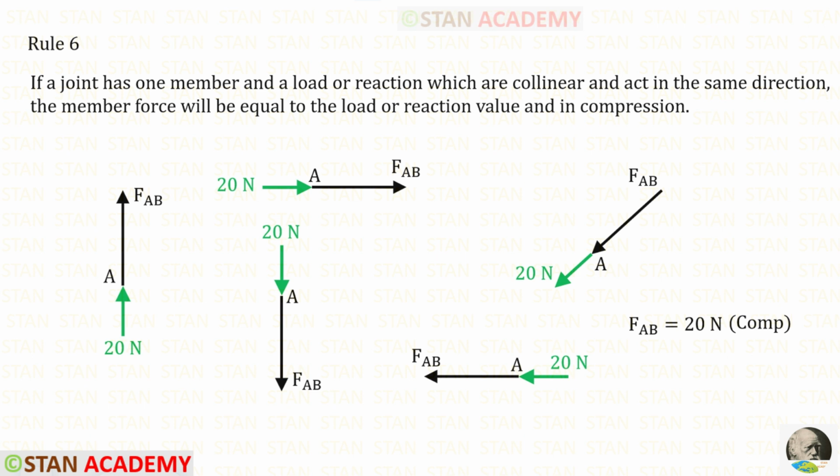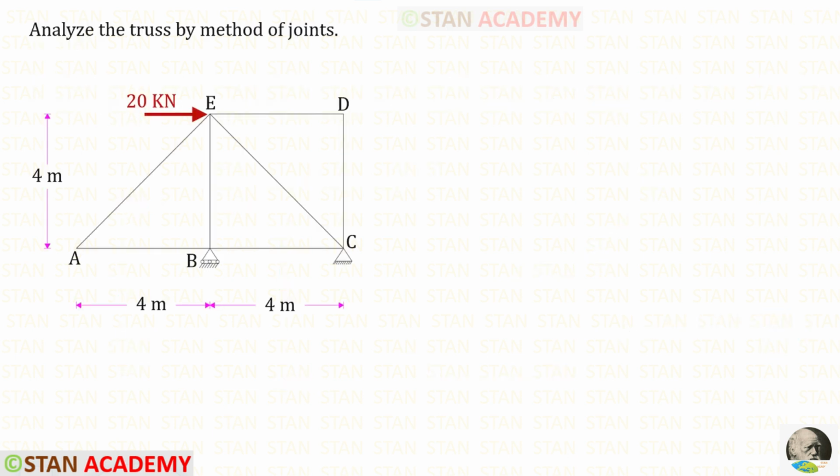For example, the load 20 is acting upwards. FAB is also acting upwards. Here FAB is acting towards the right side and the load is also acting towards the right side. In this case, the member force FAB will be equal to the load 20 and the nature of the force will be in compression. Now we are going to see some examples. In these examples, we are going to use the shortcuts.